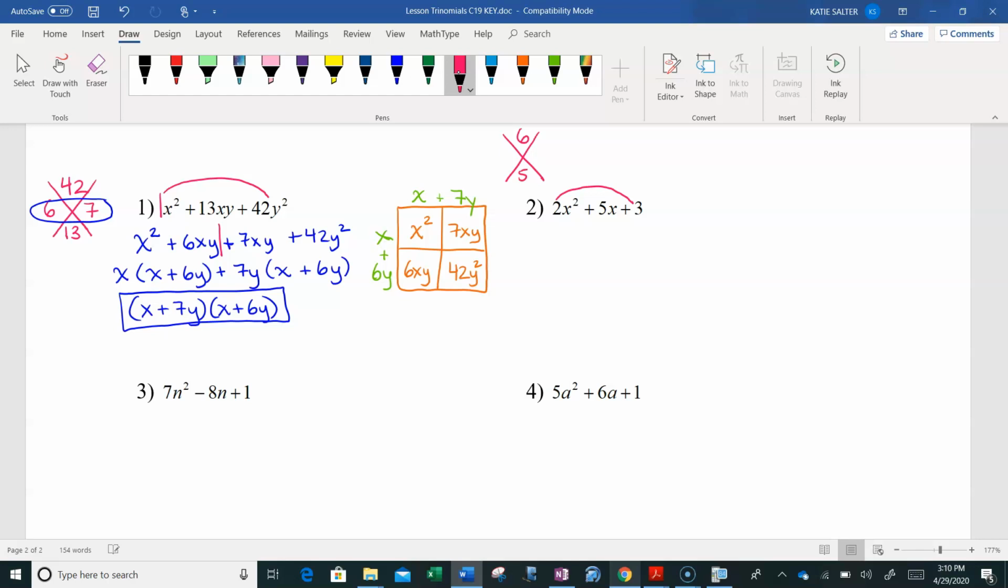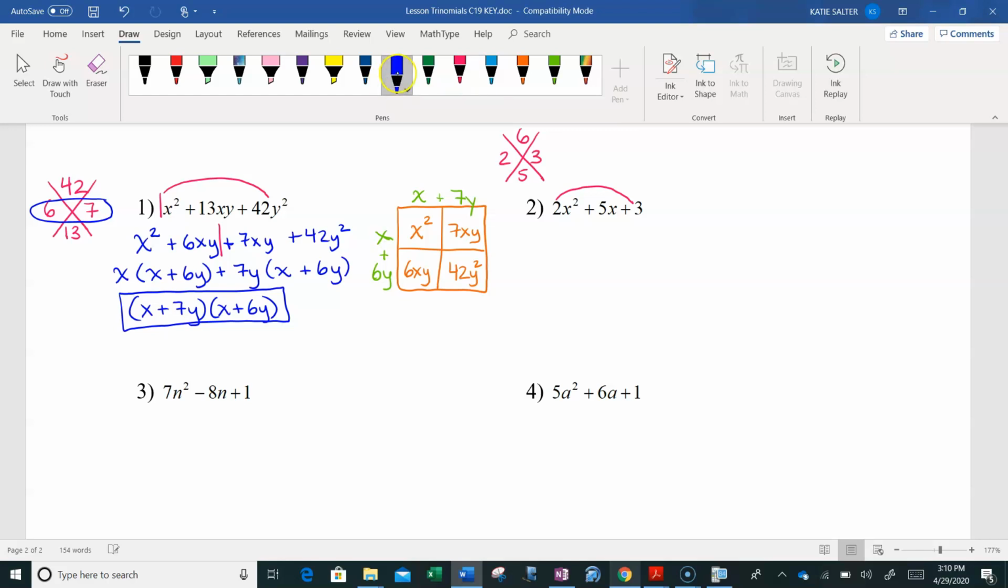Okay, again, if you list your factors of 6, they're 1 and 6 and 2 and 3. 1 and 6 will not work because they both would have to be positive if this whole trinomial is positive, and that would add to 7. You can't make the 1 negative. But 2 and 3 does work.